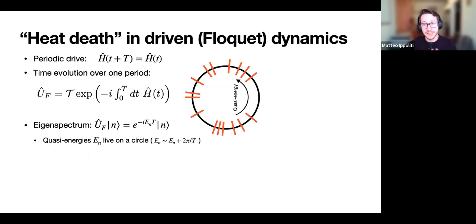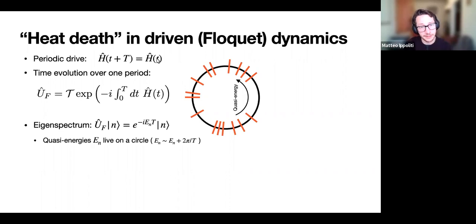Okay, so let me start by reviewing thermalization, this heating process in periodically driven quantum many-body systems that are referred to as Floquet systems. This just means periodically driven. So you have a Hamiltonian that is time-dependent, but with a periodicity given by this period capital T, such that the Hamiltonian returns to itself upon increasing time by capital T.